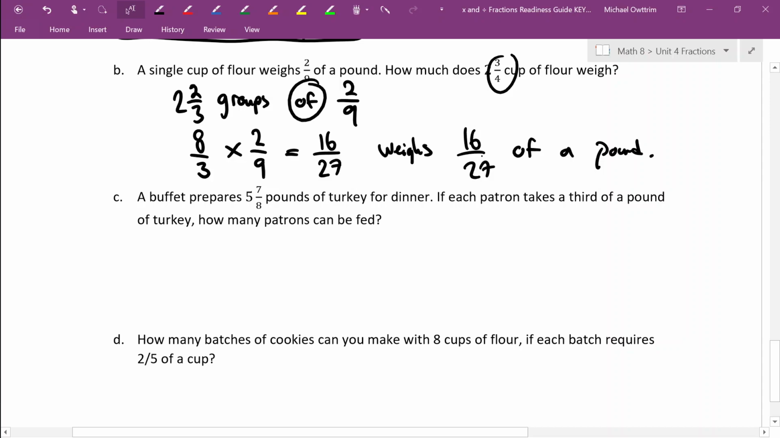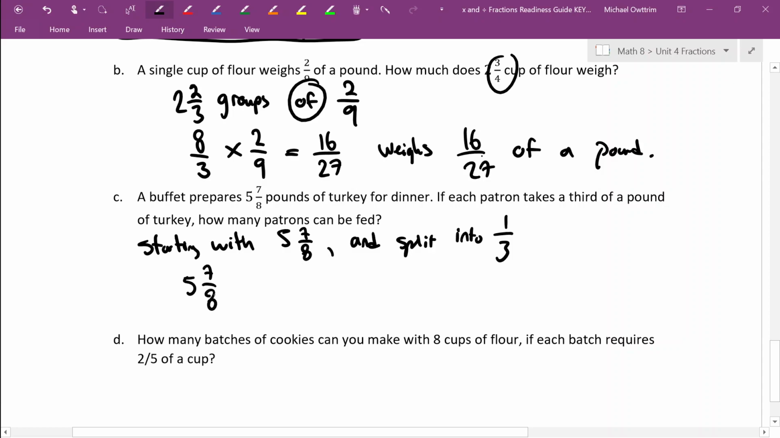A buffet prepares 5 7/8 pounds of turkey for dinner. If each patron takes 1/3 of a pound of turkey, how many patrons can be fed? So what we're doing is we're starting with our 5 7/8 pounds, and we're cutting it up for dinner into groups of 1/3 at a time. So we have 5 7/8. We want to divide that by 1/3. We're going to convert that mixed number to improper to calculate here. 5 times 8 is 40, plus 7 is 47/8.